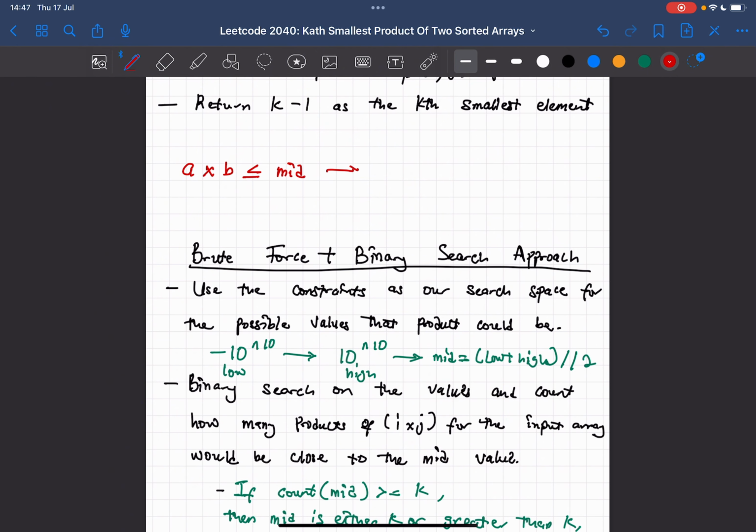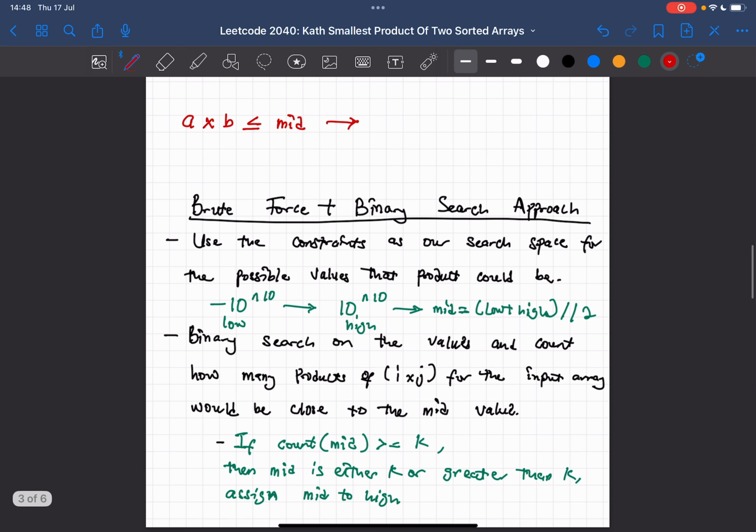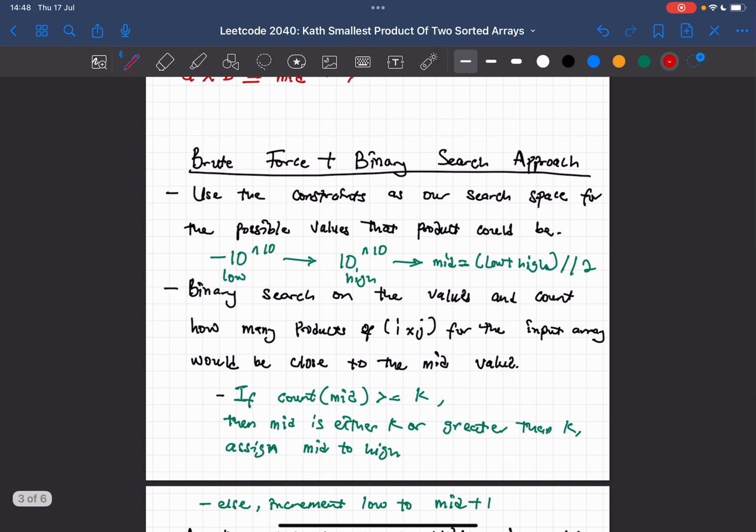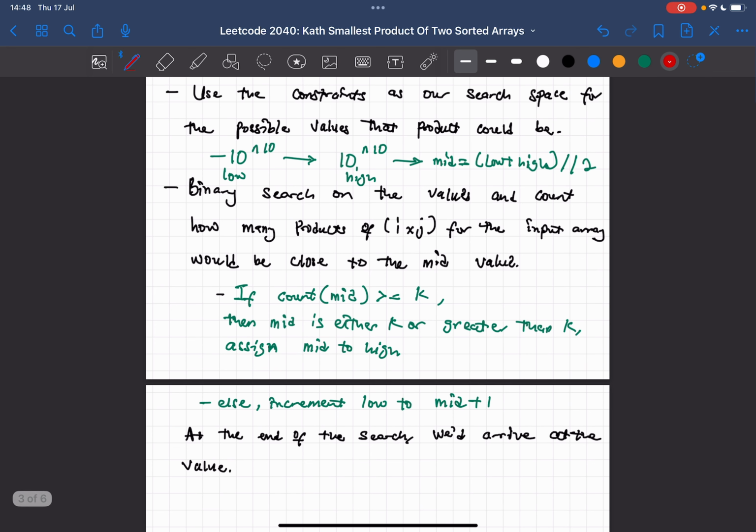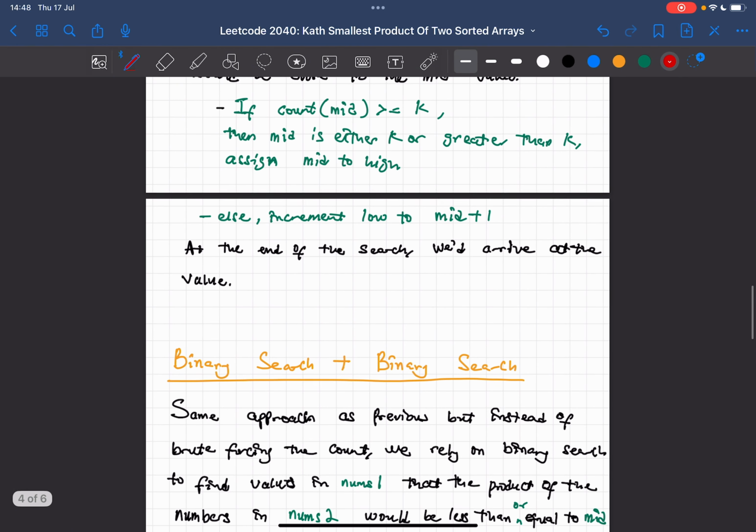Once you handle those caveats, you obtain the count of products that are less than or equal to mid. You can then check if that count is greater than or equal to k. It means that the current mid is either the kth smallest element or greater than the kth smallest element, so you set your high to mid. If it's not, it means your search space is too low, so you set your low to mid plus 1. At the end, you obtain what your kth smallest value is, and you can return it. But that's the explanation on that. Let me go to the correct approach.